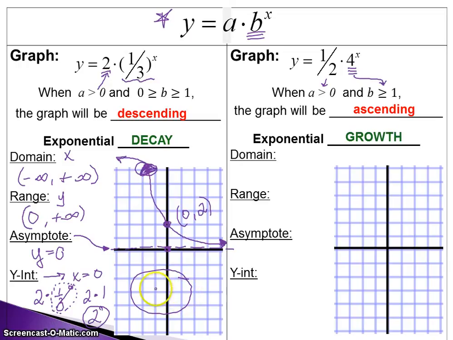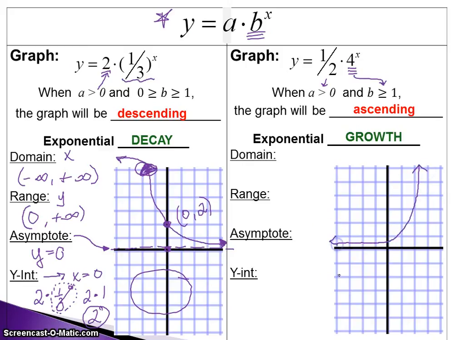Now let's look at the same concept for this second example. We have 1/2 times 4 to a power of x. So if I'm looking at this question and I'm looking at the graph, I've got a couple things that I need to find. Okay, first thing, type it in our calculator. When we type it in our calculator, we come up with a function similar to this.